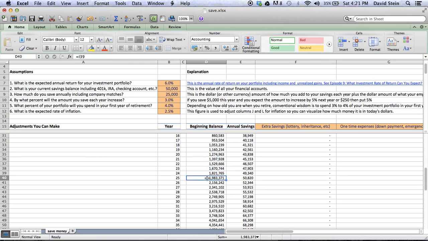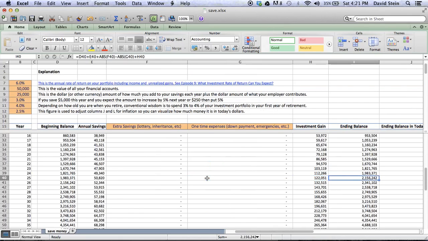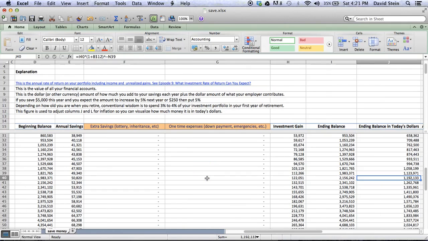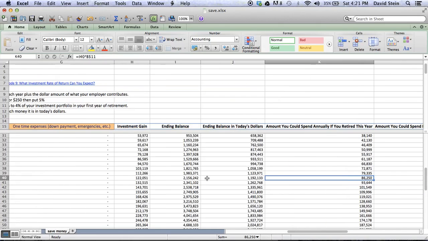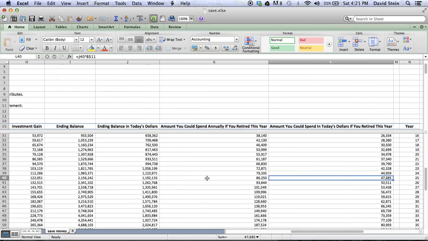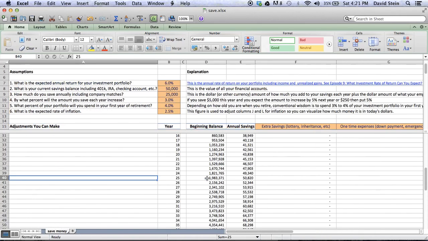There, after 25 years, you'd have $1.9 million. The ending balance would be $2.1 million. In today's dollars, that 2.1 is actually 1.1 million. You could spend $86,000 in retirement, but adjusting it for inflation, that'd be about $47,000. So closer to the $50,000 that you spend. Now, this doesn't talk about Social Security or anything. It's just looking at what's the impact of inflation on my ability to spend in the future and on the value of my current portfolio given different inflation rates.